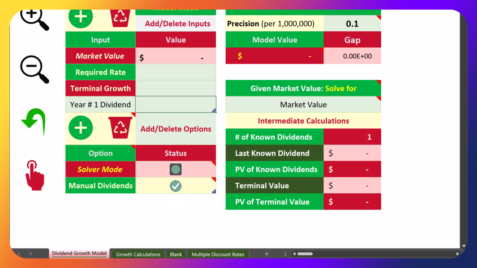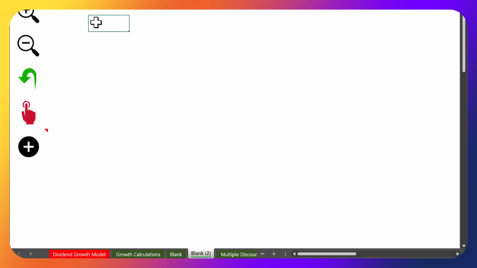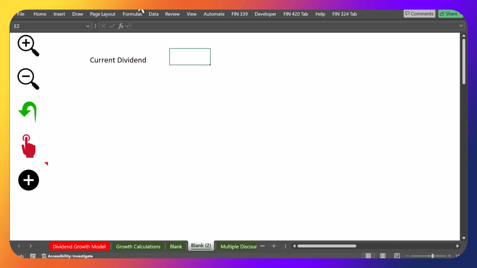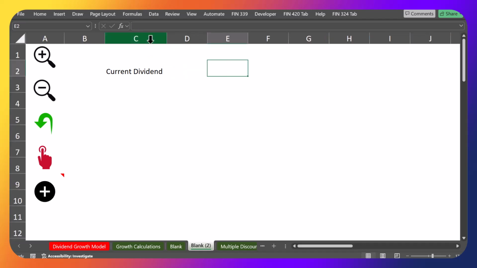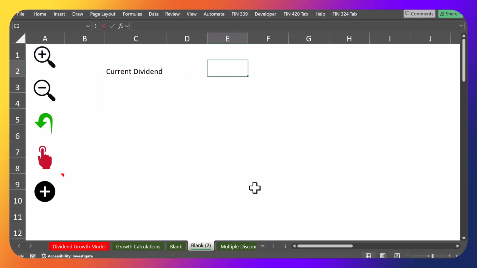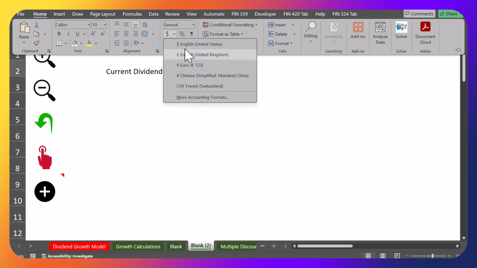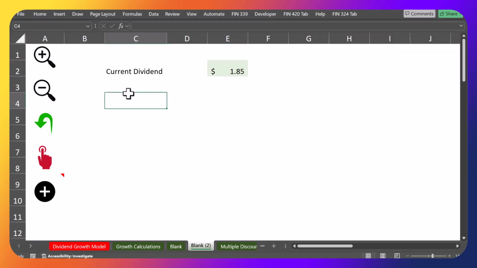Okay, let's go to our template. Let's do a blank sheet and current dividend. What was the number? 1.85. That's a little input. Dollar. Okay, year 1, 2.